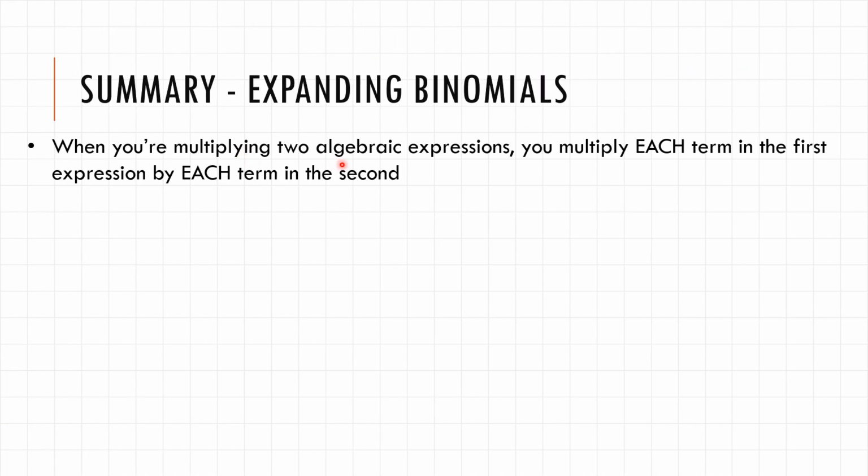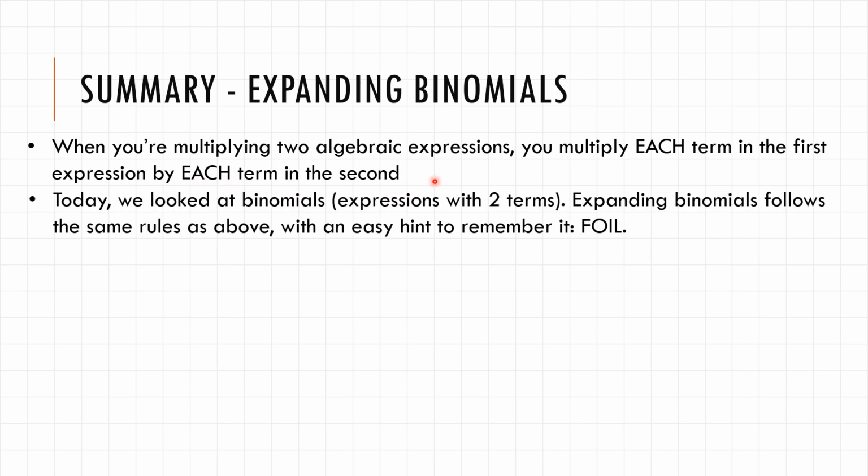So when you're multiplying two algebraic expressions, what you have to do is multiply every term that is in the first expression by every single term in the second one. Do that all separately and then combine them. Today we looked at binomials, which have expressions with only two terms. Now, we can use this rule to multiply trinomials as well. But for now, let's just stick to binomials.